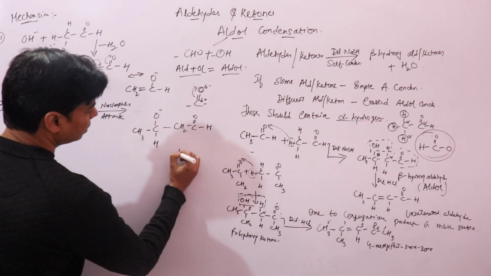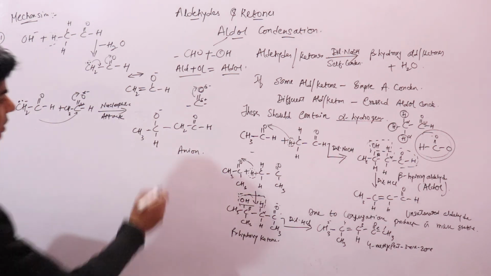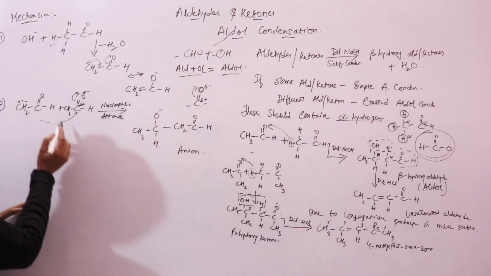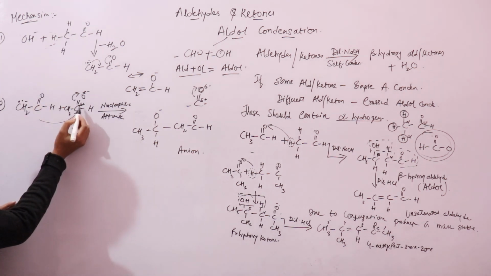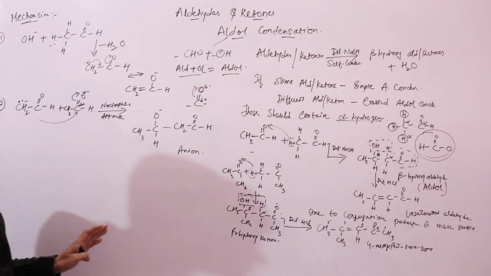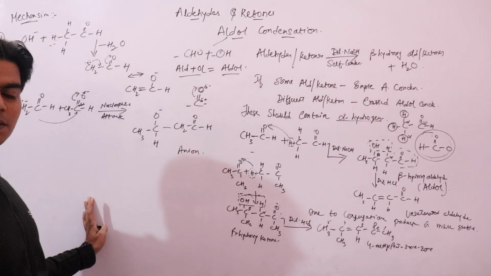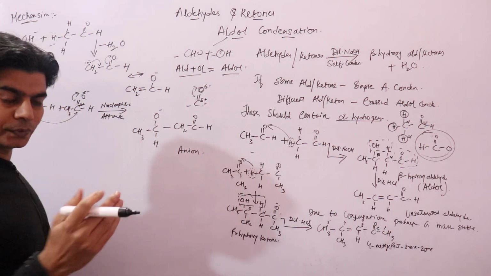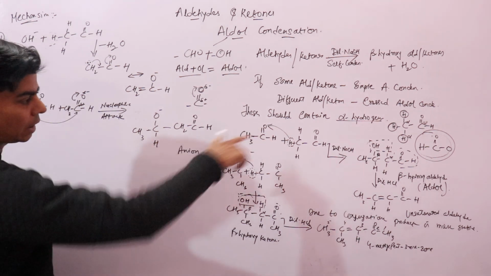This is the anion, right? Now this anion will abstract a proton from water. Just understand this step. This is your nucleophile, right? Now this nucleophile will attack this carbon atom, which is positively charged, because nucleophiles will always attack organic compounds at sites of high electron density. So it will attack here, it will form this anion. Now this anion will take a proton from water, right, from the solution, to form your beta hydroxyaldehyde.